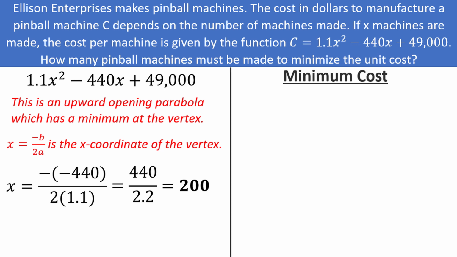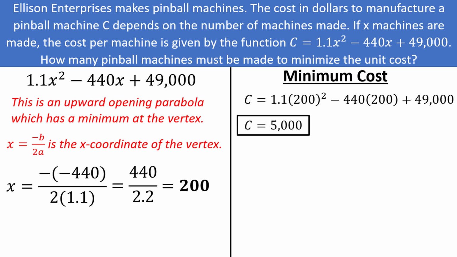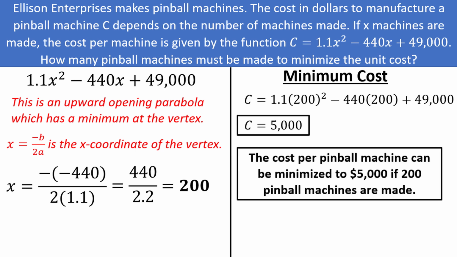We could also find out what that minimum cost is by plugging 200 back into our equation. We have 1.1 times 200 squared minus 440 times 200 plus 49,000. If you were to plug that into your calculator, you would get 5,000. Therefore, the cost per pinball machine can be minimized to $5,000 if 200 pinball machines are made.